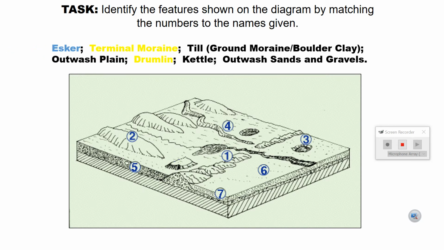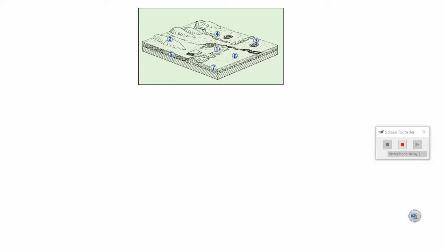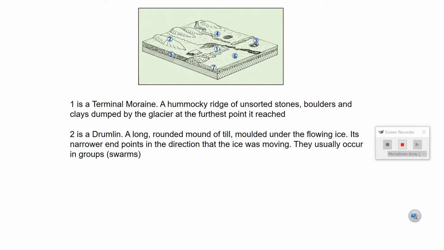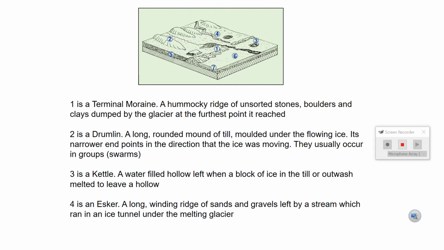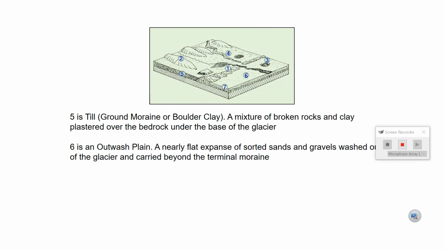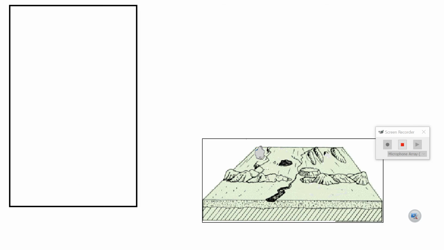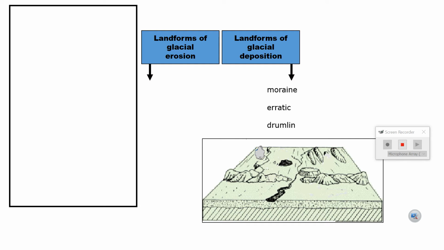So those are your 3 main features. Hopefully you can identify those. They're in colour. Esker is blue because it's a feature of fluvio-glacial deposition, so water and glacier, and terminal and drumlin are just because of glacier deposition. And here are your answers if you're ready. So there we go. And that kind of gives you the last feature, which was a kame. Sorry, not a kame, an esker and its formation, and covered the rest of that.